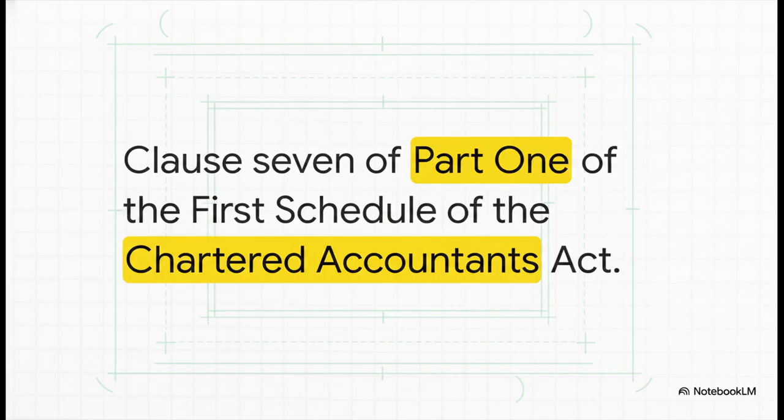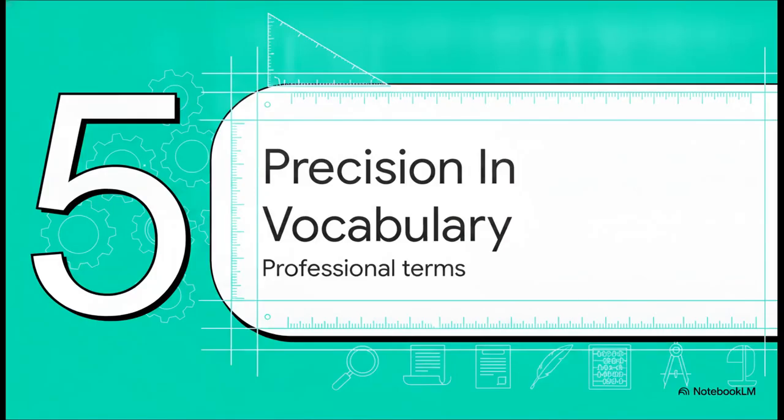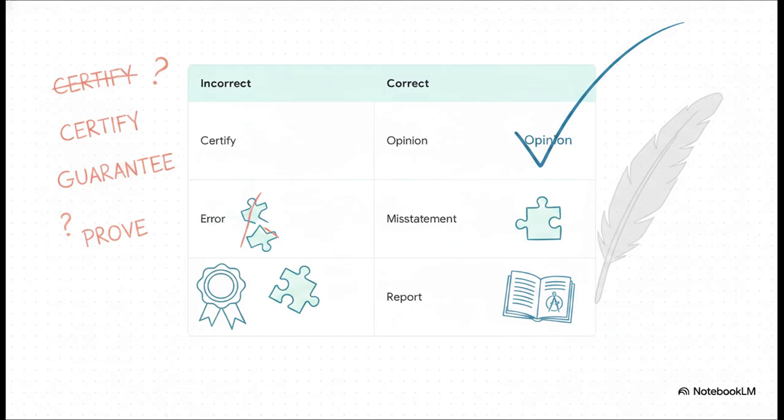Every single layer of the text has to be explicitly mapped out and spelled as words. You're looking at phrases like Clause 7 of Part 1 of the first schedule of the Chartered Accountants Act. There are absolutely no shortcuts here. Let's dive into Part 5, Precision in Vocabulary. The exam heavily penalizes colloquial language, so we really need to establish a strong baseline of competence.